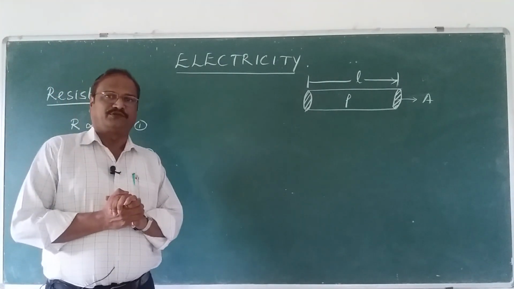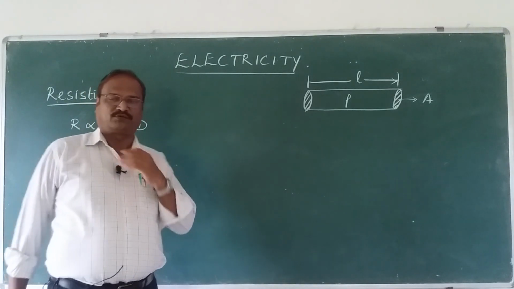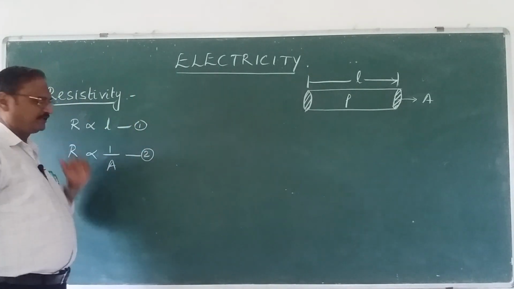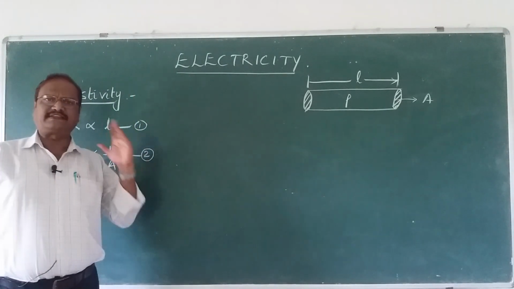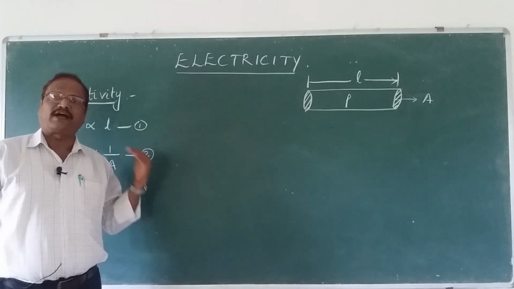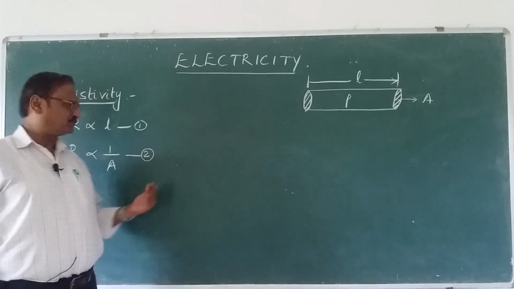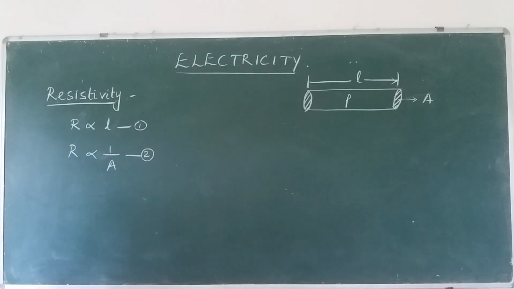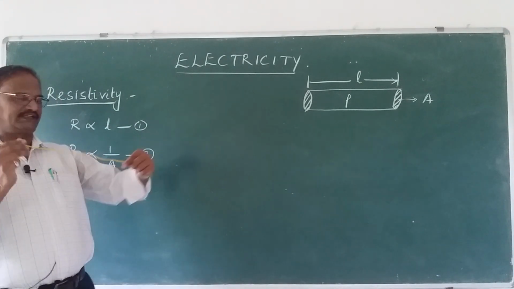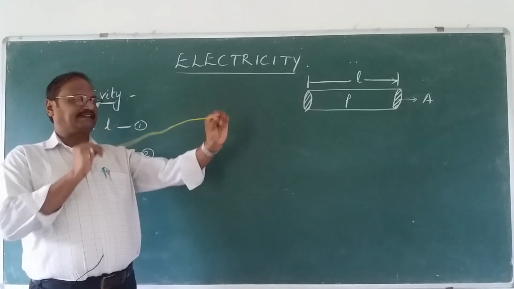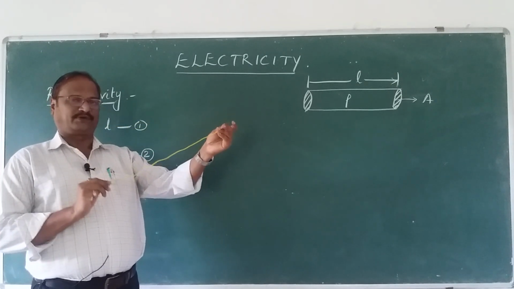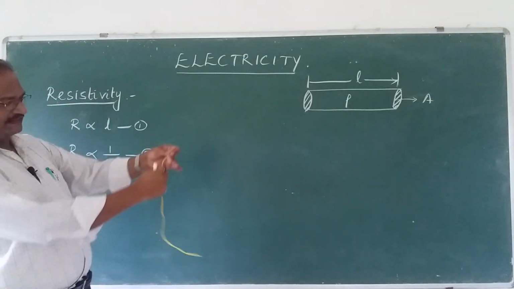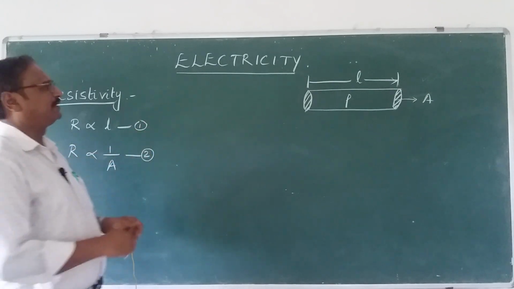In the last video, we studied resistivity, and we basically started with the factors on which the resistance of a conductor depends on. For example, I took a piece of wire and let us say it is made up of copper, and what factors the resistance of the wire depends on.